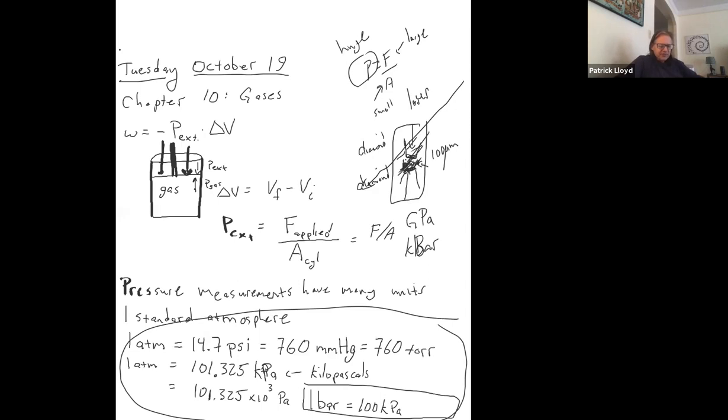I don't think your Alex has any PSI in it. I could be wrong, but I don't recall that there's any PSI. PSI is used in the United States for inflating tires and stuff like that, right? But having said that, there's other units. So let's take a look at a unit conversion.